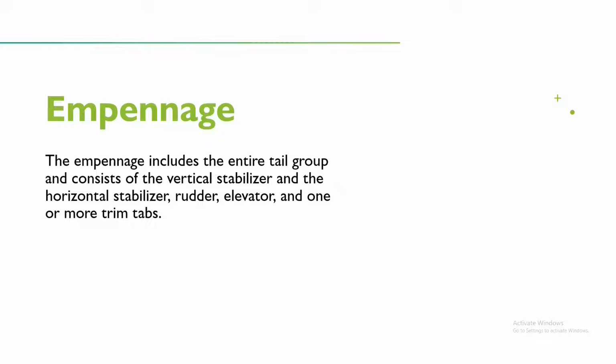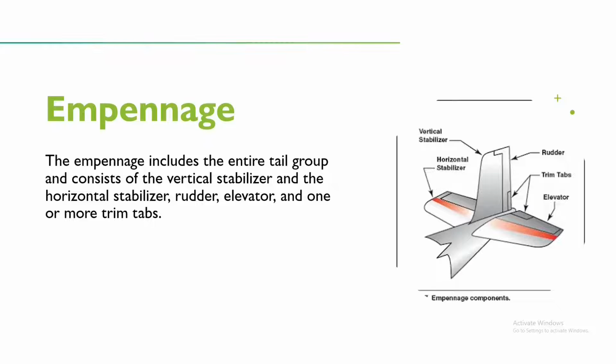Empennage. The empennage includes the entire tail group and consists of the vertical stabilizer and the horizontal stabilizer, rudder, elevator, and one or more trim tabs. The rudder is attached to the back of the vertical stabilizer. During flight, it is used to move the airplane's nose left and right. The elevator, which is attached to the back of the horizontal stabilizer, is used to move the nose of the airplane up and down during flight.